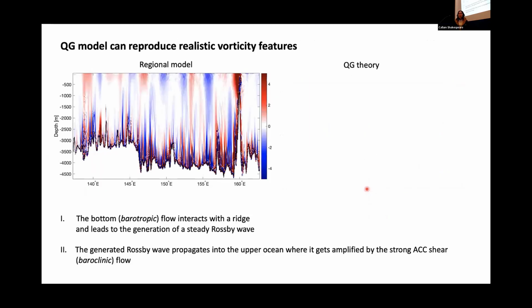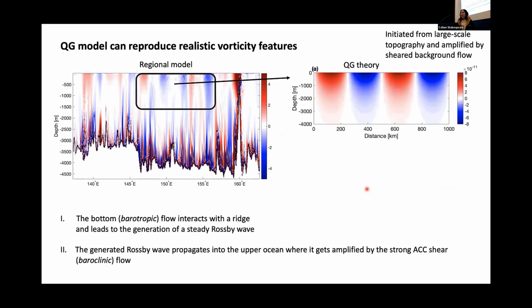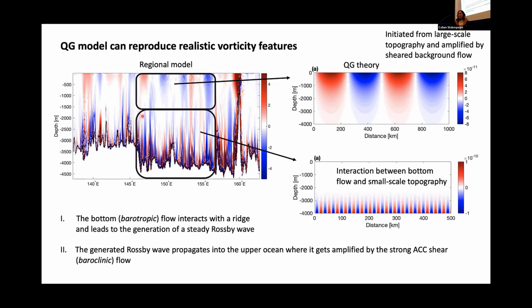So although this QG model is simple and has lots of assumptions, it reproduces most of the features we saw in the original model with relatively realistic configurations. Like the large scale patches we saw at surface are initiated from the large scale topography and amplified by the sheared background flow. And the bottom decaying features are from the interaction between the bottom flow and the small scale topography. And since we only look at one wave number for topography every time in the QG theory, but the realistic bathymetry has a whole range of different wave numbers, it is more complicated.